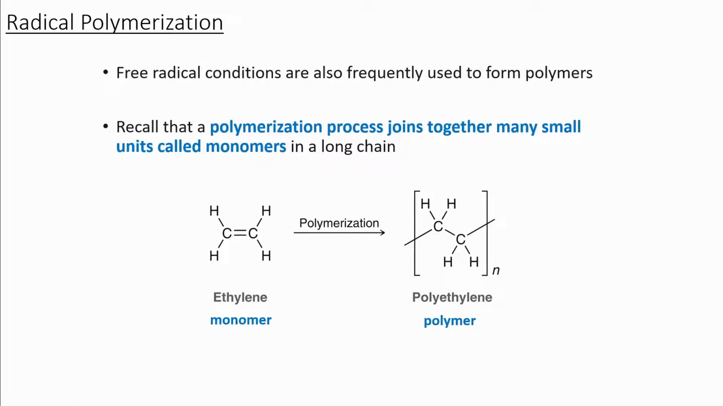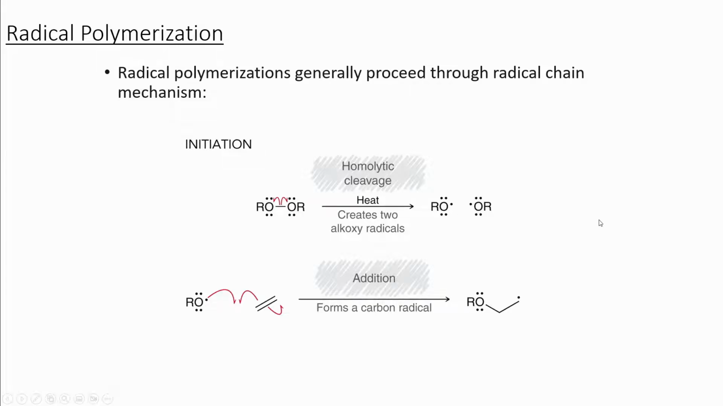Because the propagation step is a chain reaction, free radical conditions are often used to form polymers. The polymerization process joins together many small units of monomers into a long chain. For example, ethylene can be polymerized into polyethylene. This reaction undergoes a similar radical chain mechanism.